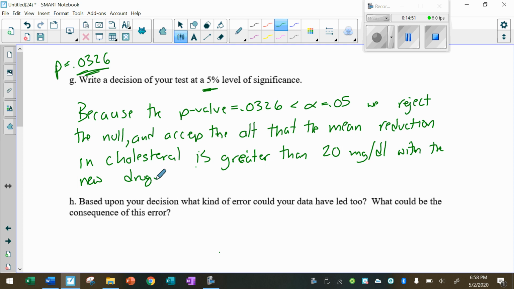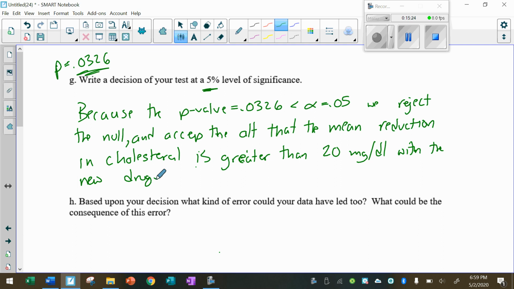So the way you make your decision is exactly the same for both tests. If your p-value is less than your 5% alpha level, you are going to reject the null and accept the alternative and identify the alternative in context. If your p-value is greater than that 0.05, you're going to fail to reject the null, and then you identify the null in context. Okay, that doesn't change.